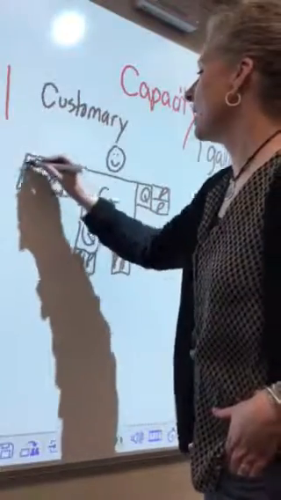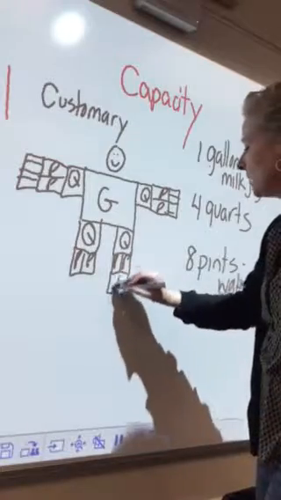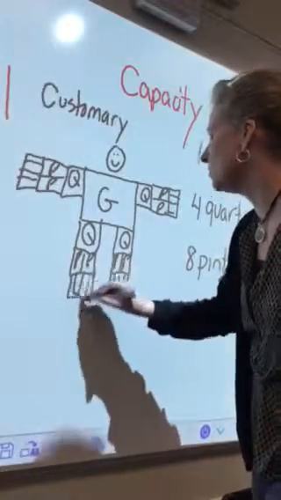16 cups in a gallon, so pour, baby, pour.